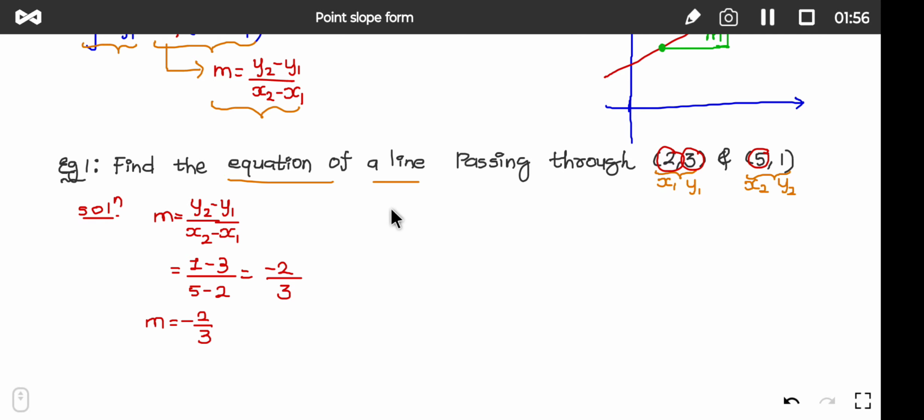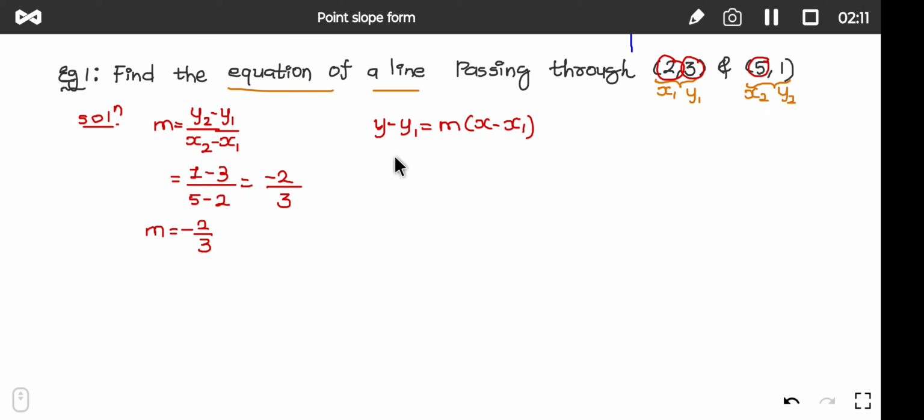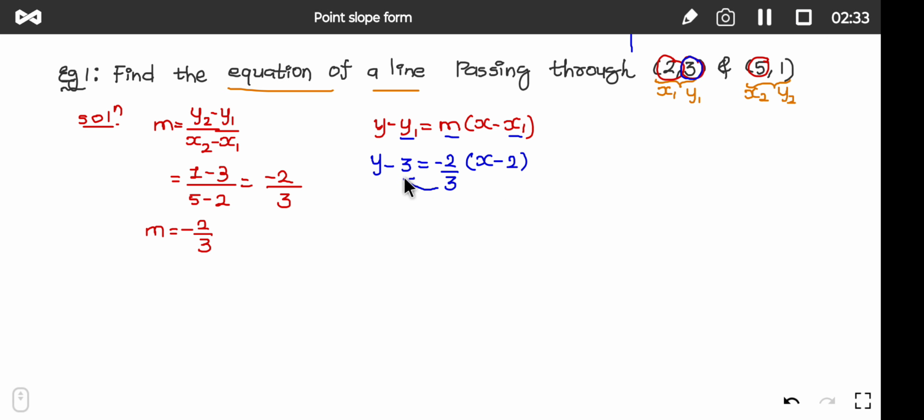Now we'll apply the point slope form, which is y minus y1 is equal to m times x minus x1. Let's substitute the values of x1, y1 and m. y minus y1, our y1 value is 3, is equal to m. The slope here is minus 2 by 3 times x minus x1. The x1 value is 2. Now if we take this 3 in cross multiplication, we will get 3 times y minus 3 is equal to minus 2 times x minus 2.